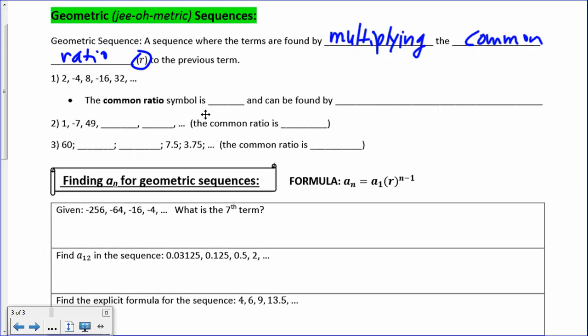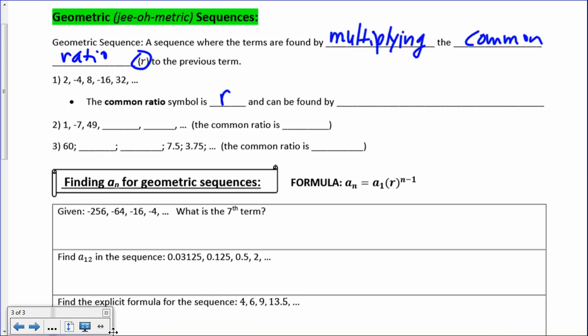Again, the common ratio symbol is R. And then how would I find that? If I multiply to go forward, how do you think I would find what R is? Divide backwards. Right, so for example, if you weren't quite sure what the ratio was here, you can take any two consecutive numbers and divide backwards. So you could have done 8 divided by -4, gives you -2. You could have done 32 divided by -16, still gives you -2. So you just pick two consecutive numbers and divide backwards, and that's how you find R.